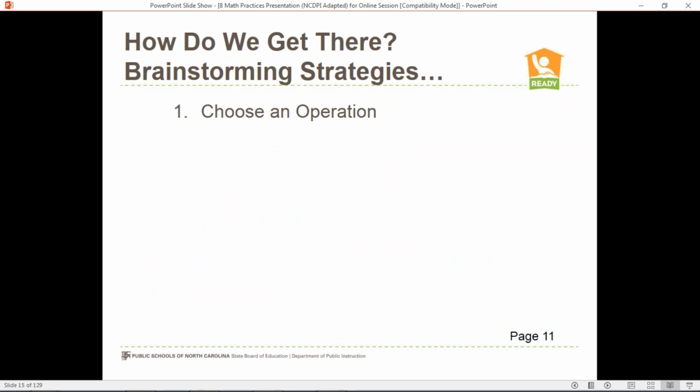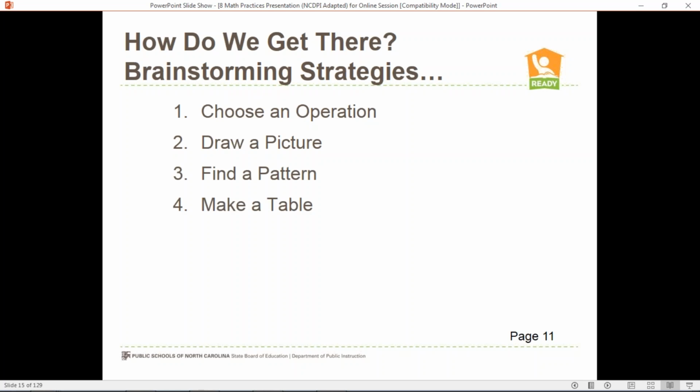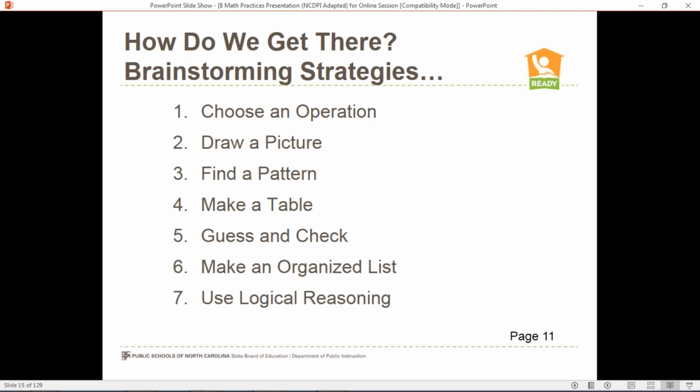So we've got some tasks here, and we're going to walk through a couple of these. One being choose an operation. Another example being draw a picture, looking at finding a pattern. We might ask kids to make tables, to guess and check, to make an organized list, to use their reasoning, to work backwards. All these are ways, right, of helping kids realize that we don't all just look at a problem and know the answer.